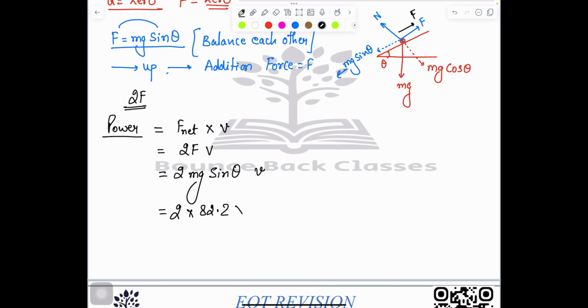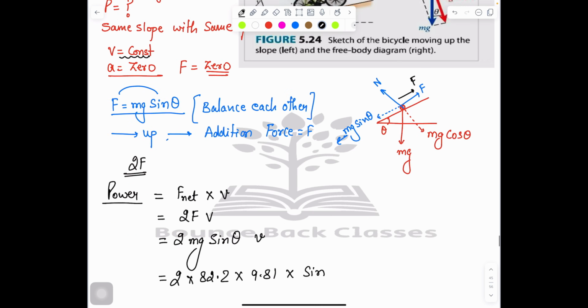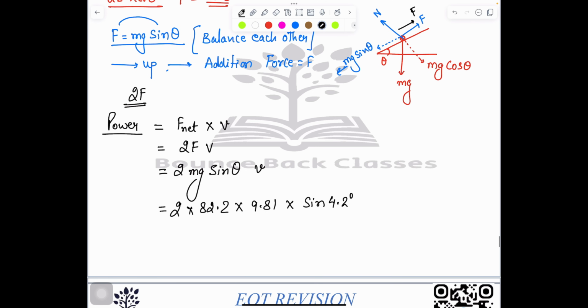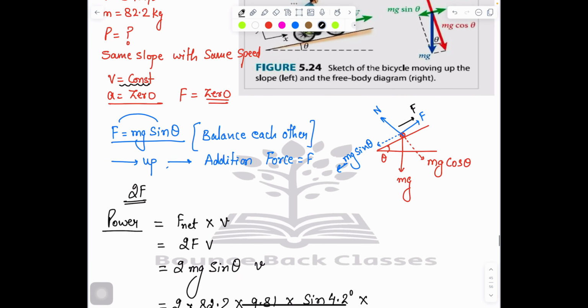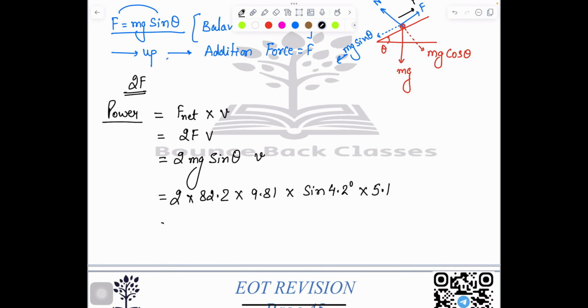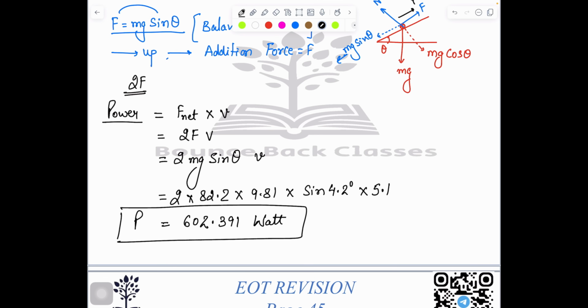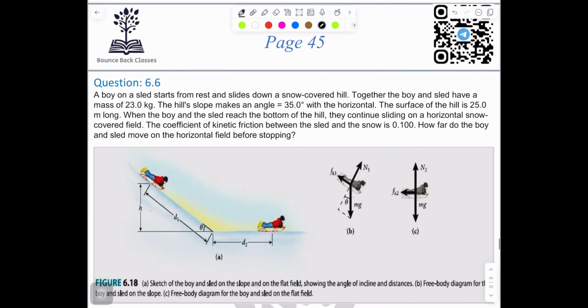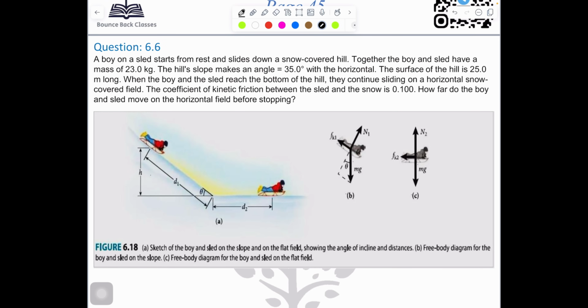82.2, multiplied by g, which is 9.81, multiplied by sine of the angle, 4.2 degrees, multiplied by the velocity, which is given as 5.1. Just place all these values and you will get 602.391 watt, because we are looking for power. Clear, guys? You understand why I made it 2 times? Because to balance it, the same force is applied and it keeps on moving up.